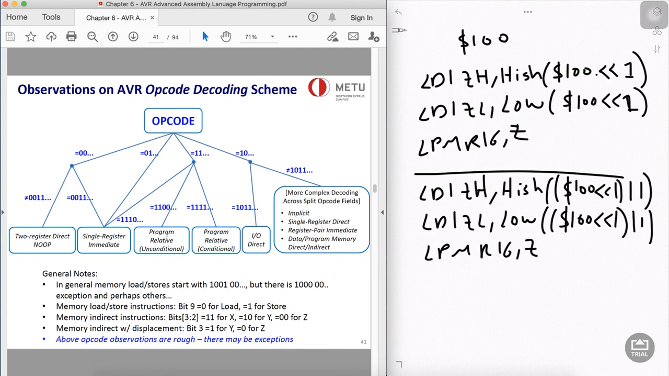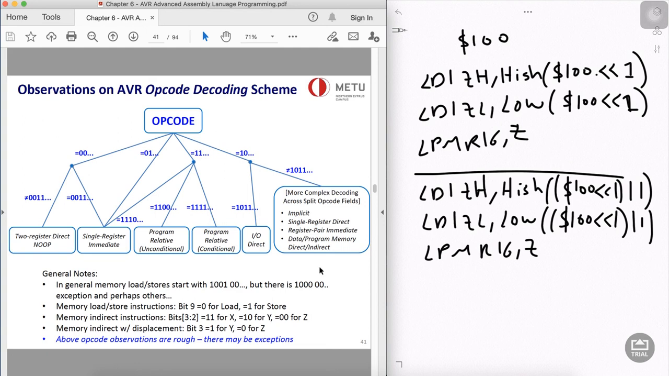Program relative unconditional starts with 1, 1, 0. And program relative unconditionals again with the conditionals, not unconditionals. They are all 1, 1, 1s, and the rest of the opcodes is changing. So why are we showing this? When you start looking at these assembly codes, you start to understand if they are using any of these addressing modes and which ones they are using. So we can distinguish them by experience actually.